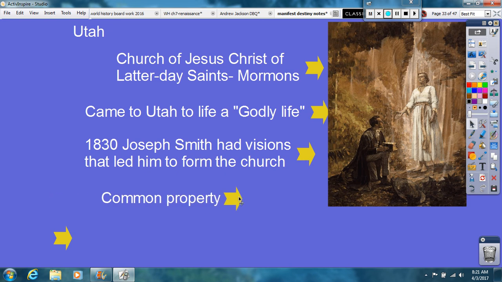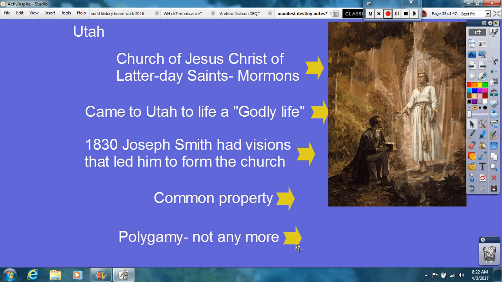He will quickly gain notoriety for both good and bad. A lot of people are drawn to him, but a lot of people do not like him because of this idea of common property, this idea how they're such an insulated community, and some of the ideas that don't really jive with the common Christian folk in that area will cause a lot of problems. So he and his group are forced to leave because of polygamy, which is having more than one wife. Now, don't get me wrong. This was in their past. It's not anymore. It's not part of the Mormon faith anymore.